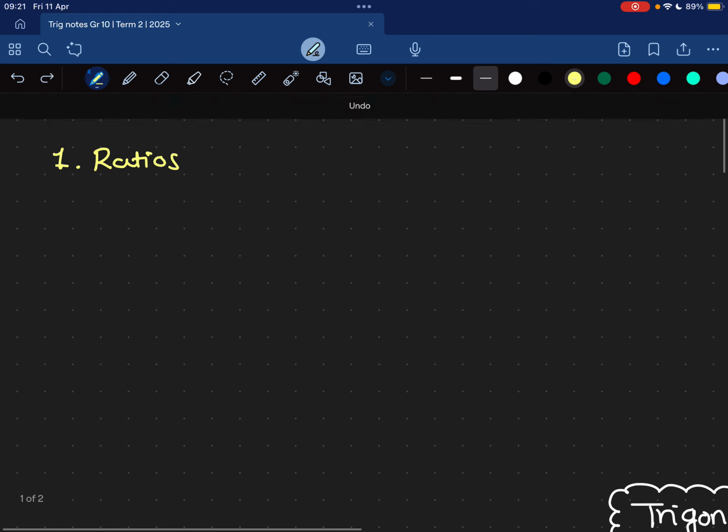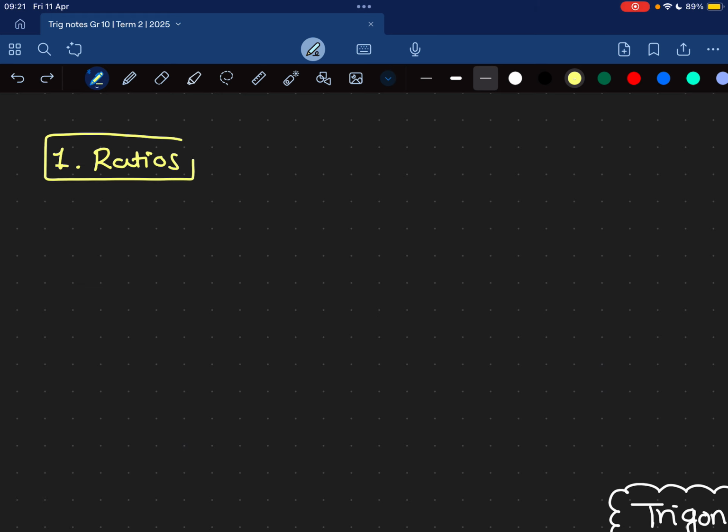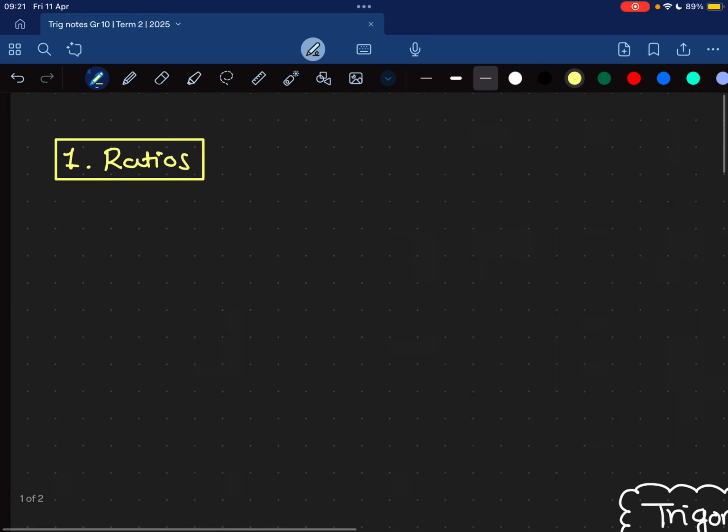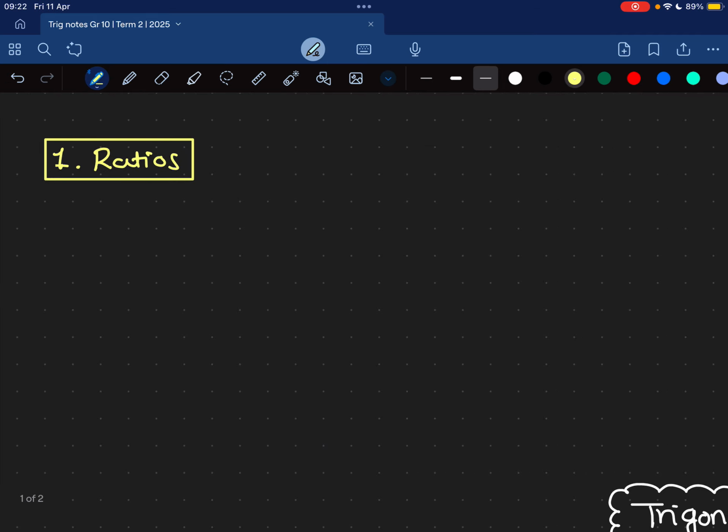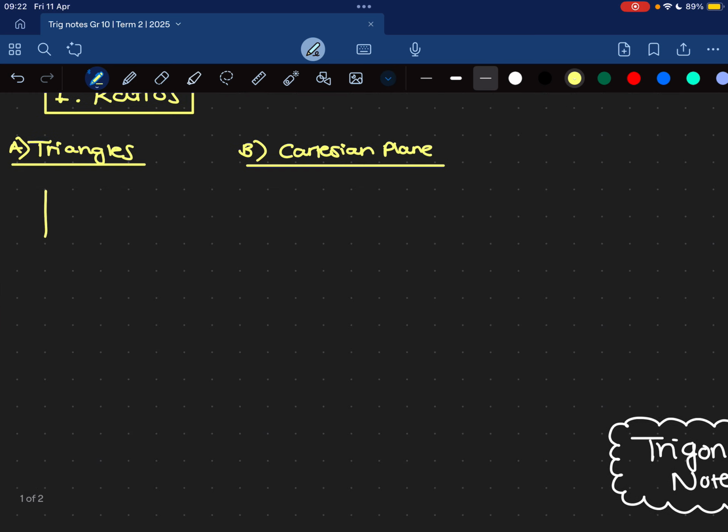Now I'm sure you've established that when we were doing ratios last term there are two types of ratios. The first type is where we look at the ratios in triangles, and the second type is where we looked at ratios in the Cartesian plane. Okay, so when we looked at triangles, we specifically looked at right angle triangles.